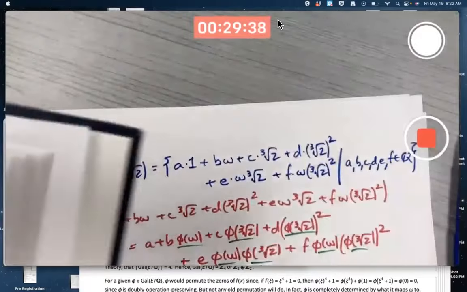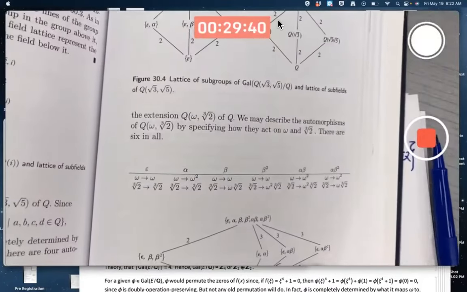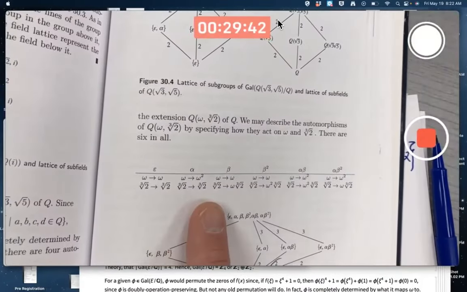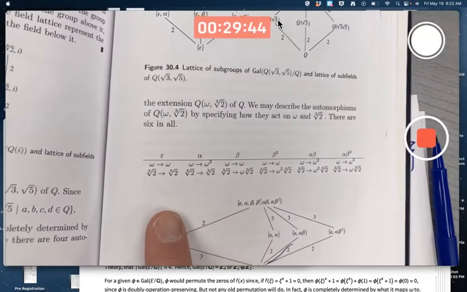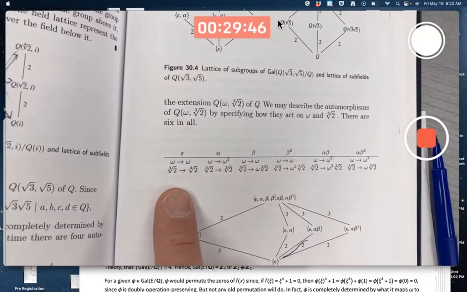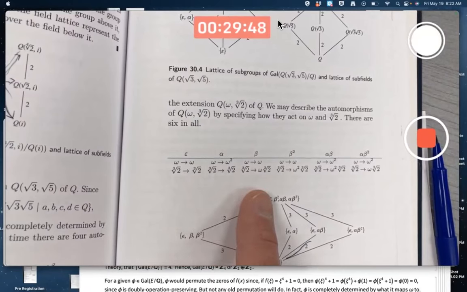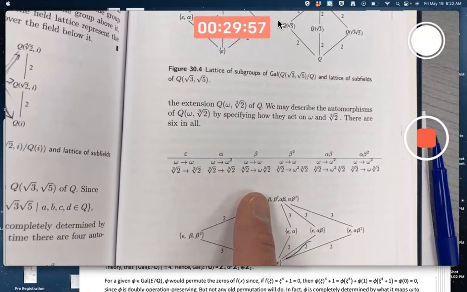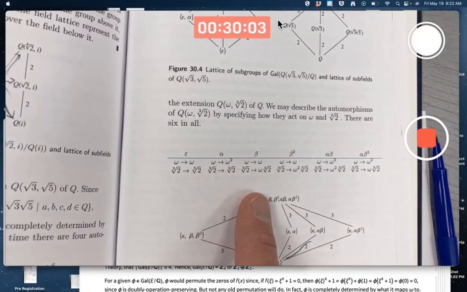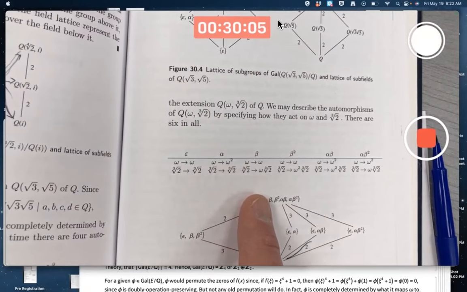So coming back here again. Yeah, it's permuting omega among omega and omega squared. It's permuting cube root of 2 to either itself or, no, not cube root of 2 squared, or omega times cube root of 2 or omega squared times cube root of 2. Why not cube root of 2 squared?